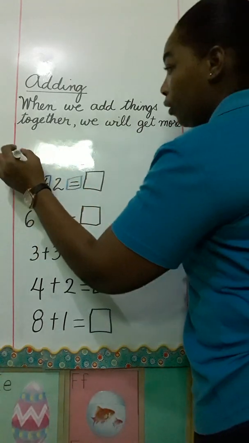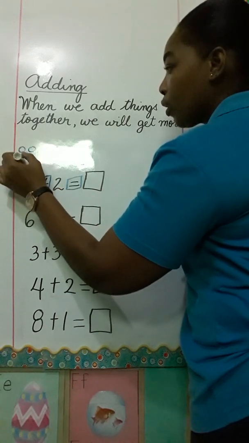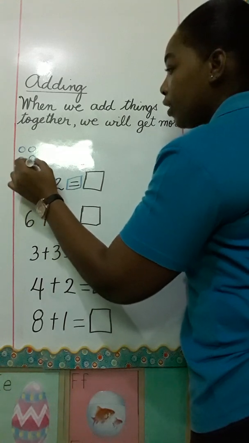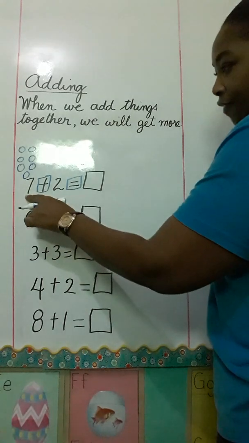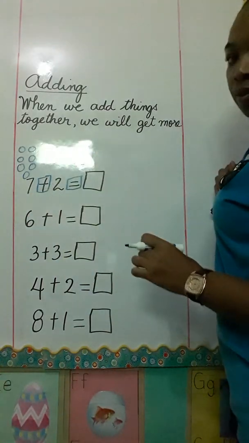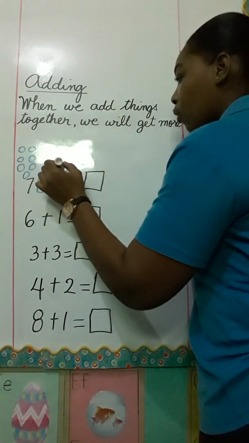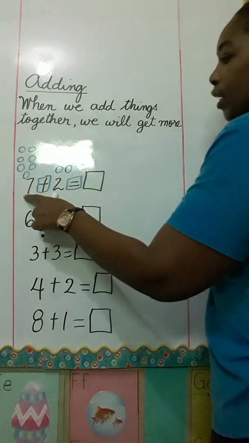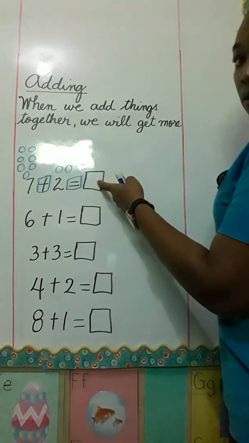So let's do that now. 1, 2, 3, 4, 5, 6, and 7. Now let's come over to this side. 2, so we should draw 2 circles. 1, 2. So let's read our problem. 7 plus 2 equal, I don't know.